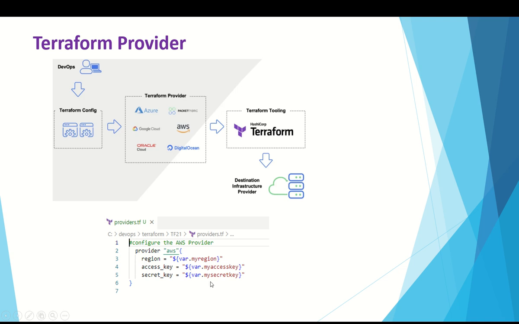So these are the variables mentioned here. Instead of mentioning the region here, we have just given a variable. So when we run it, it will check for this variable, go to the variable file, and pick up the input from there. Same with the access key and secret key. We'll do practical sessions, but you must understand what a provider is. Now I believe you know what a provider is and what the variables are.